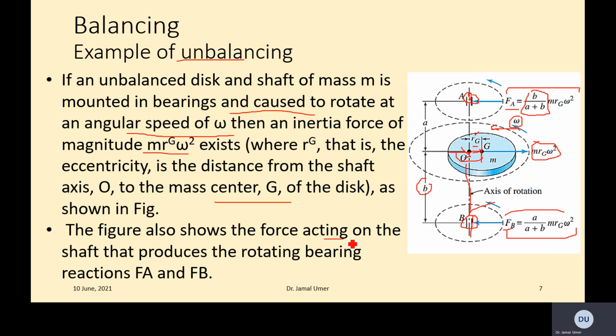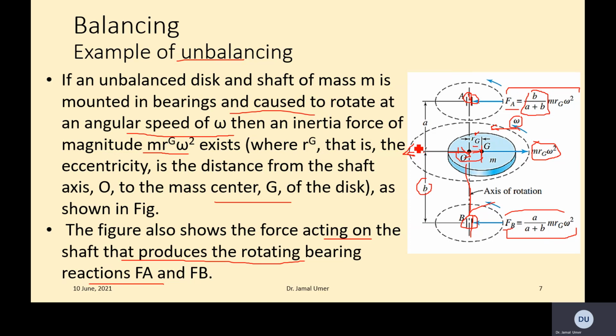The figure also shows the force acting on the shaft that produces the rotating balance reactions FA and FB. So FA and FB are also given over here. One more thing: this is at a certain instant. Of course, when it's moving, when the load is over here, the shaft will be somewhere else, and then the force direction will be here. So the force is basically changing its direction. This is a very good example to understand.